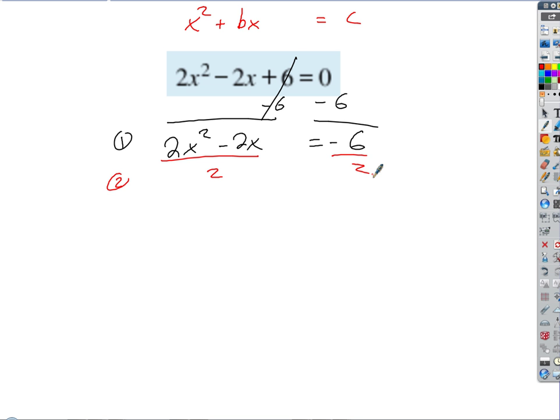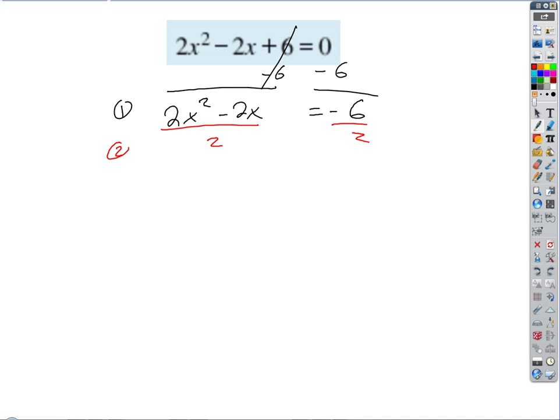Okay, the right side's easy to deal with, but the left side, let's talk about that. When I divide the whole left side, meaning both terms on the left side, by 2, what I'm really doing is dividing each term separately. So I want to separate those fractions, right? Whether you do that on paper or in your head, I don't care. That's up to you, but you have to do it.